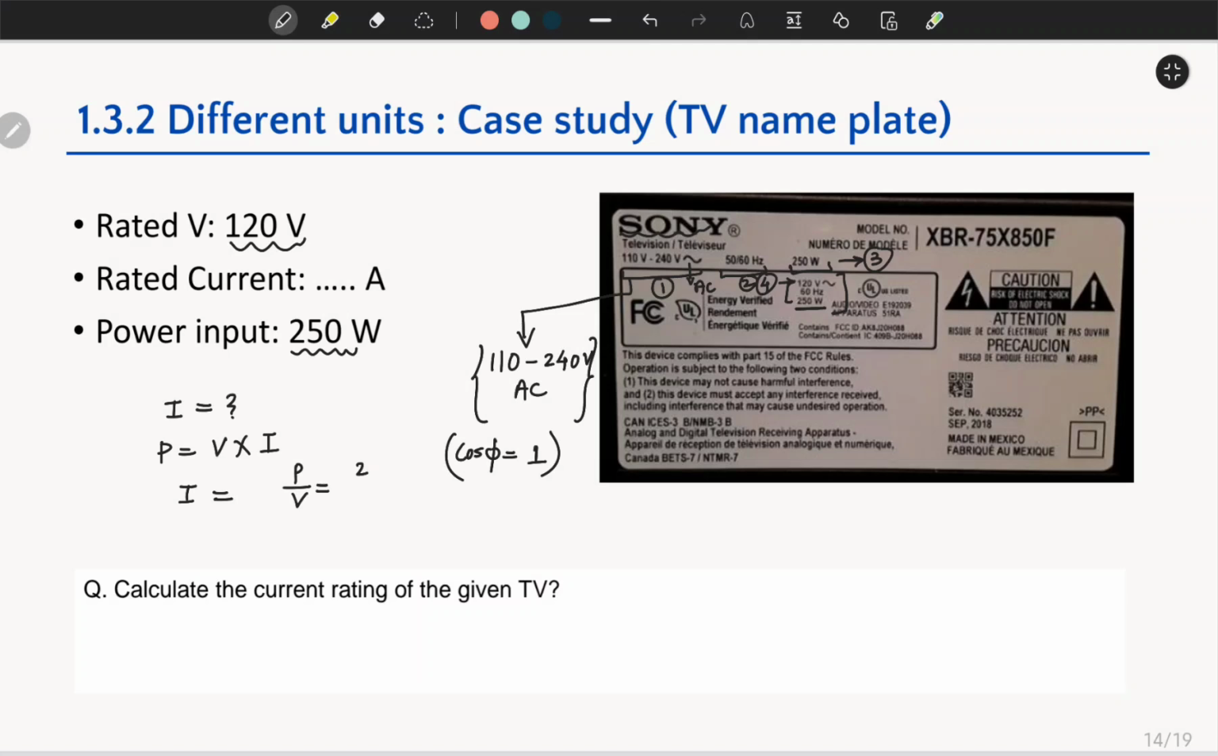So by this assumption, I will be getting 250 divided by 120. This will give me 2.08. So my current will be 2.08 ampere.